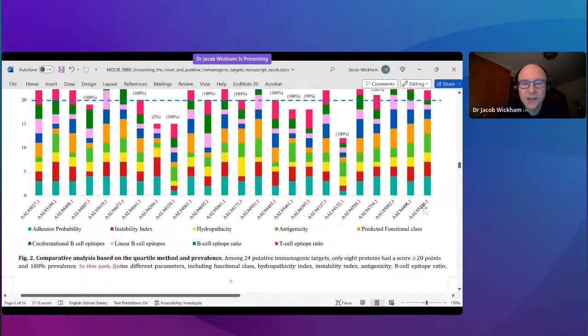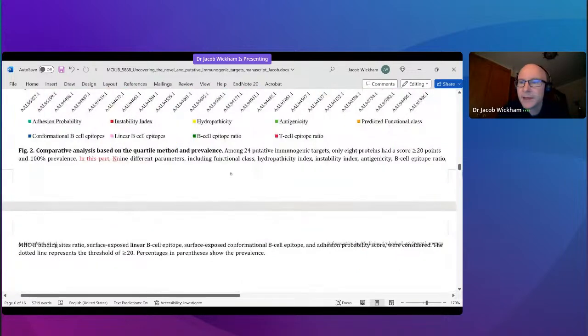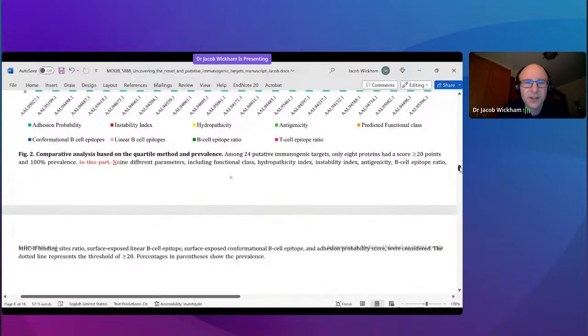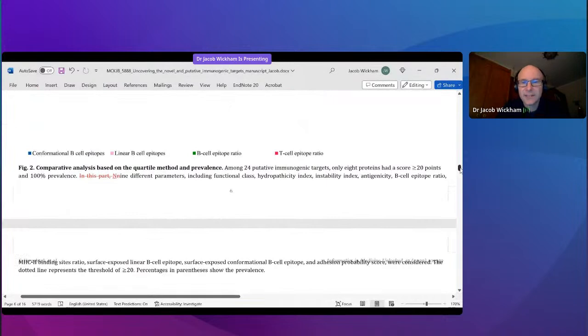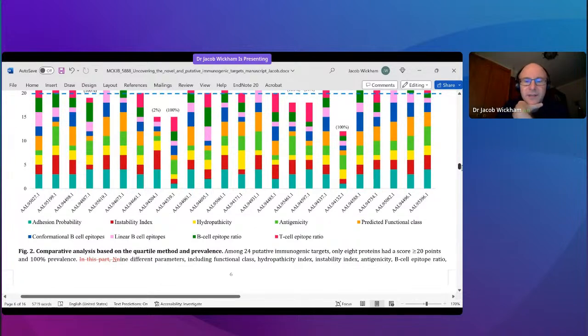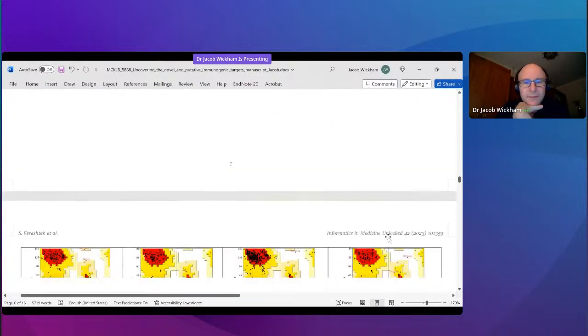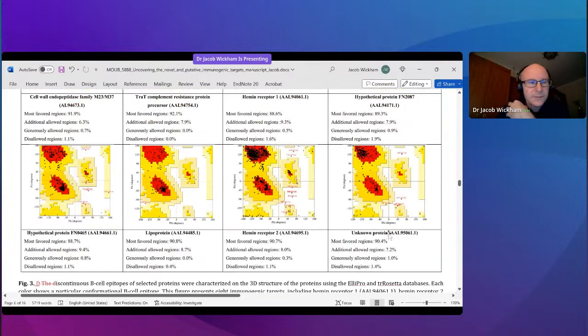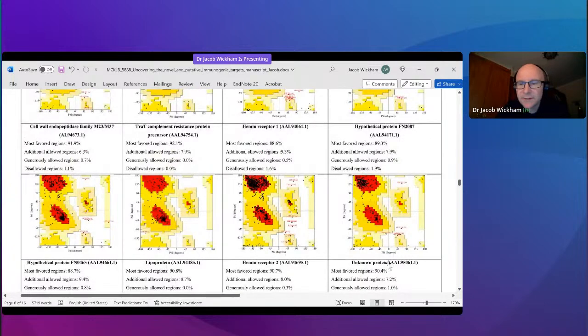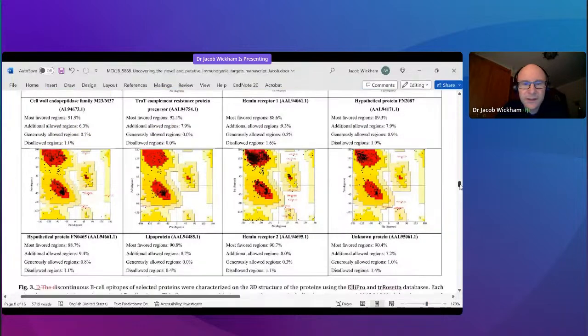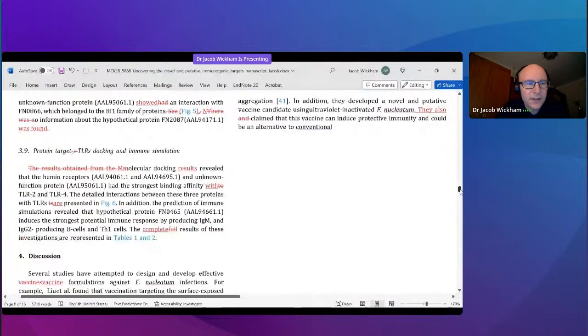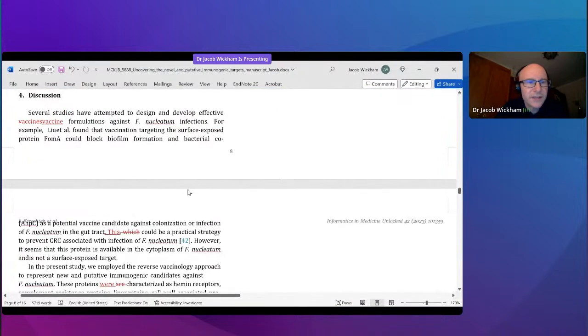So this manuscript is in pretty good shape in terms of the results about identifying. This is about 24 potential targets for the vaccine. Yeah, so very nice figures for this manuscript. And I'm just going to go to the end of the discussion. So the discussion is nice and short.